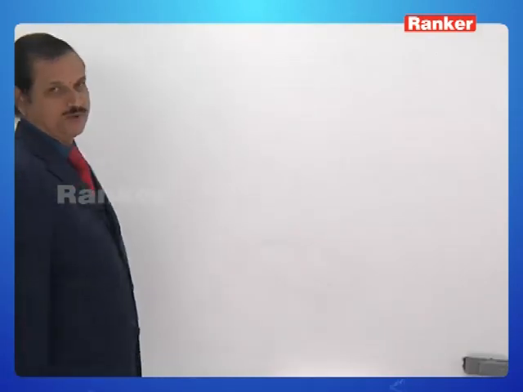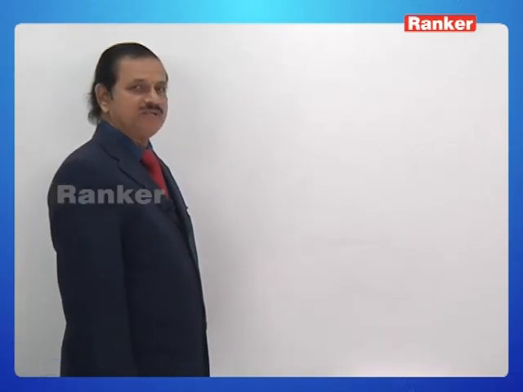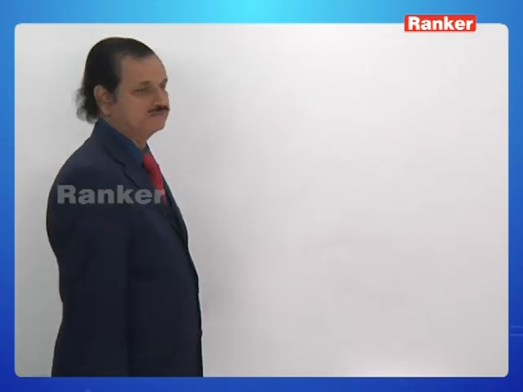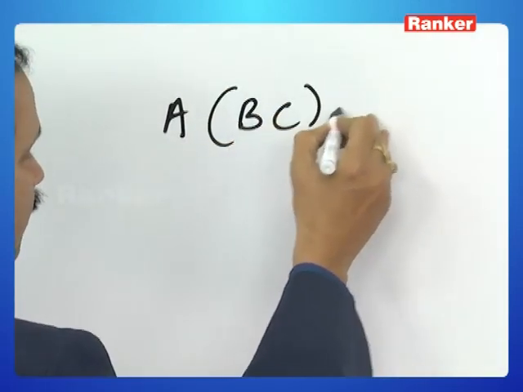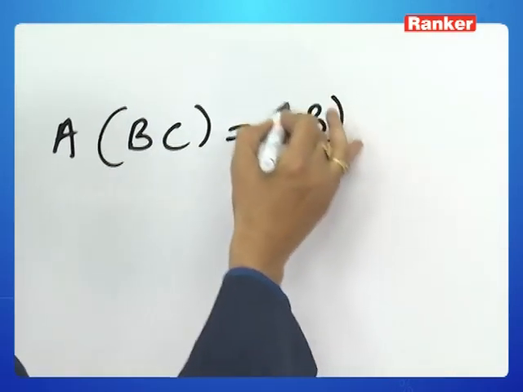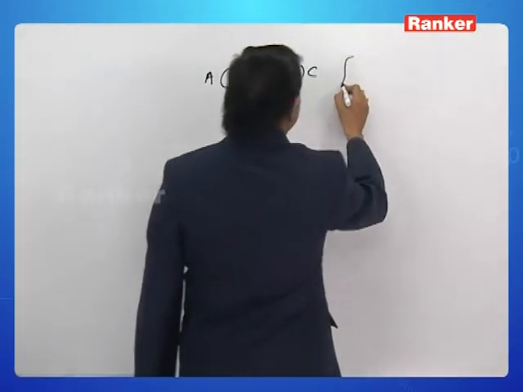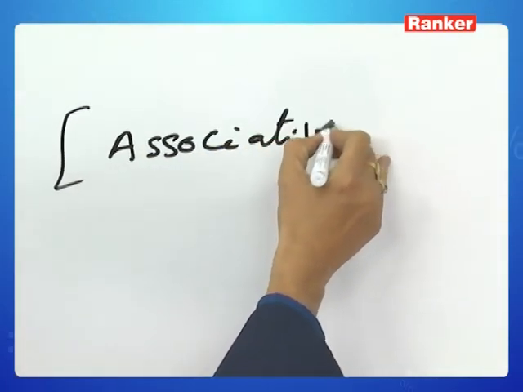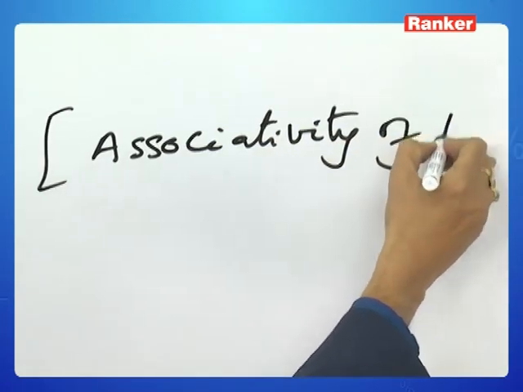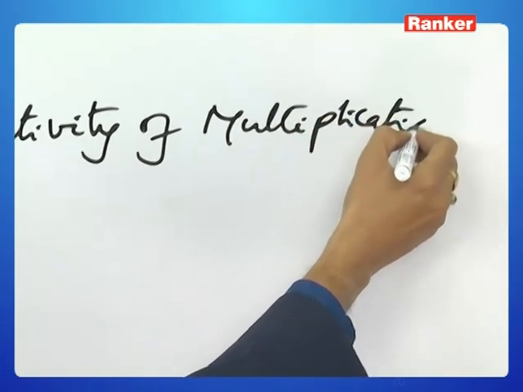Let us now observe some more properties regarding multiplication. Suppose A, B and C are three matrices such that both AB and BC are conformable for multiplication. Then, very first property, A into BC is equal to AB into C. This property we say is associativity of multiplication.